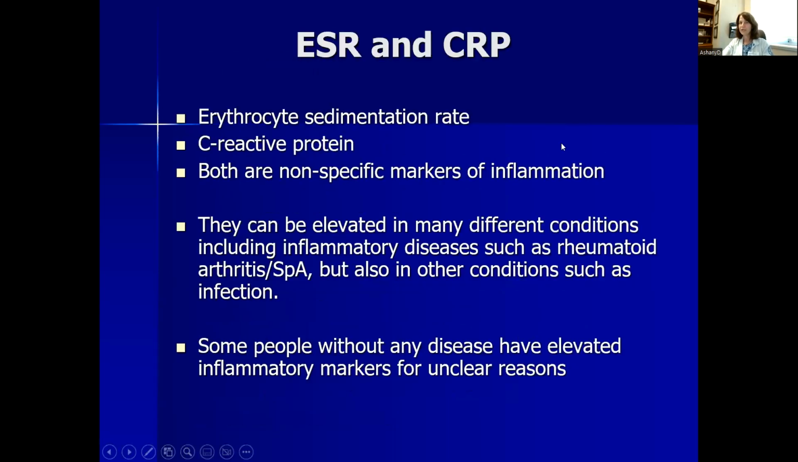The sedimentation rate and the C-reactive protein. So these are both nonspecific markers of inflammation. They can be elevated in many different conditions, including autoimmune diseases such as rheumatoid arthritis or SpA, but they're also elevated in other conditions such as infection. And then sometimes we see people who have elevations in these inflammatory markers and they don't have any disease. So a little bit nuanced in how to interpret them.